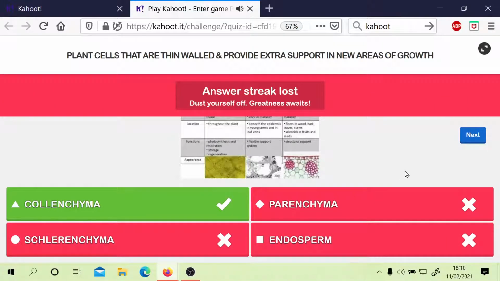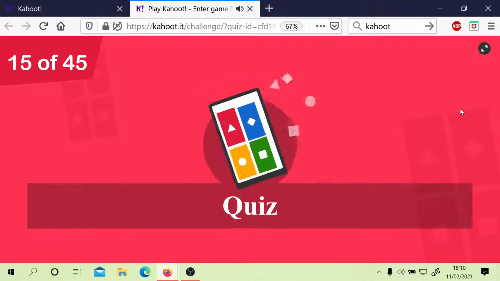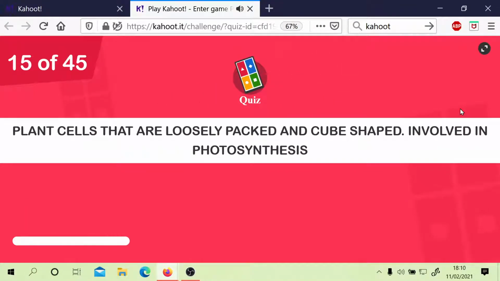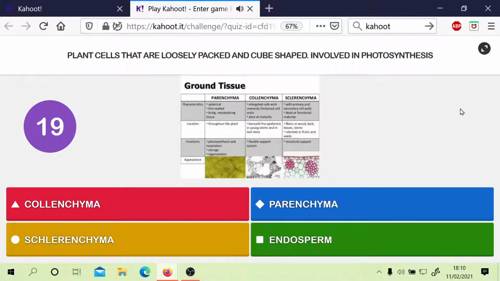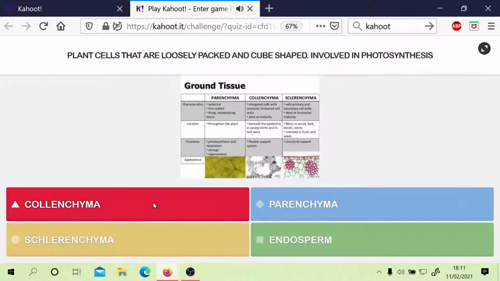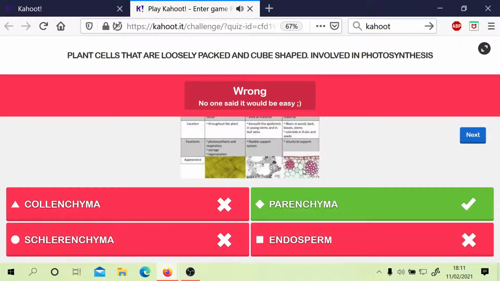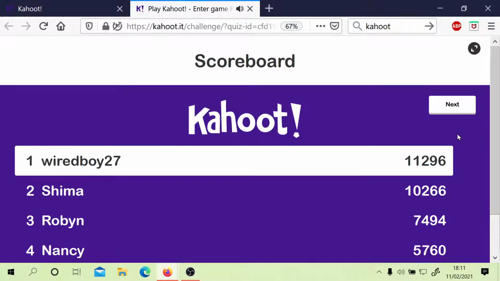I was literally reading the picture, so I don't know how I managed to get that one wrong. Loosely packed. Alright, this is not going well. I need to learn. I don't know these ones.